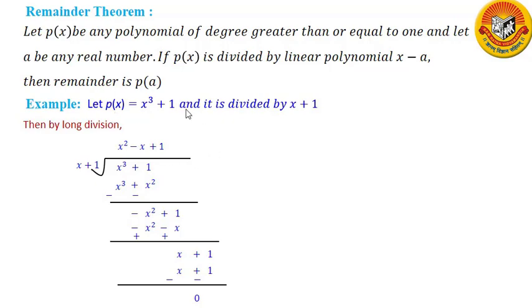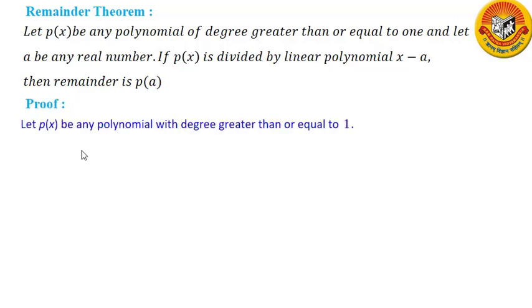In remainder theorem, we said that P of a is the remainder. Now in our case, the value of a is minus 1 because minus 1 is the zero of this linear expression. So we will take P of minus 1. It will be minus 1 cube plus 1. Minus 1 cube is minus 1, plus 1. I get the answer as 0. So this verifies the remainder theorem.